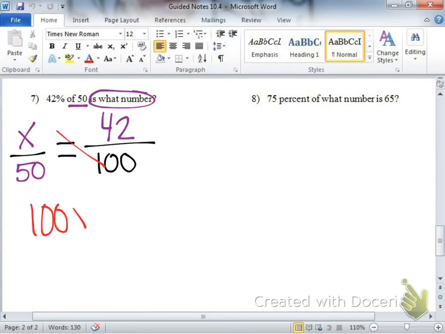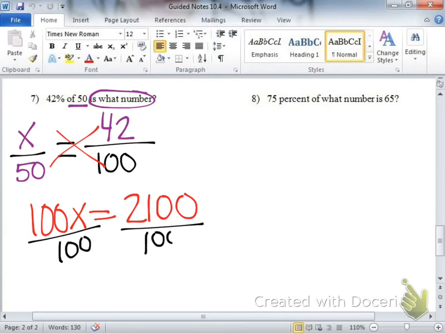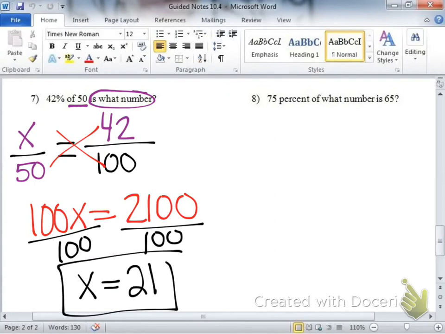We have 100x equals 2100. Divide both sides by 100, and what do you get? X equals 21. Good. Any questions? All right, last one of our notes.